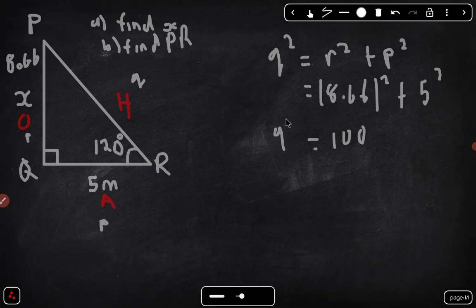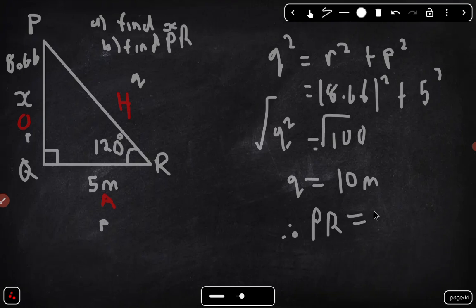Then Q squared, square root this side, square root this side, Q is equal to the square root of 100, which is 10. So you say therefore PR will give us 10 meters, and here you're fine, you're good to go. So that's how you can use these trigonometric ratios.